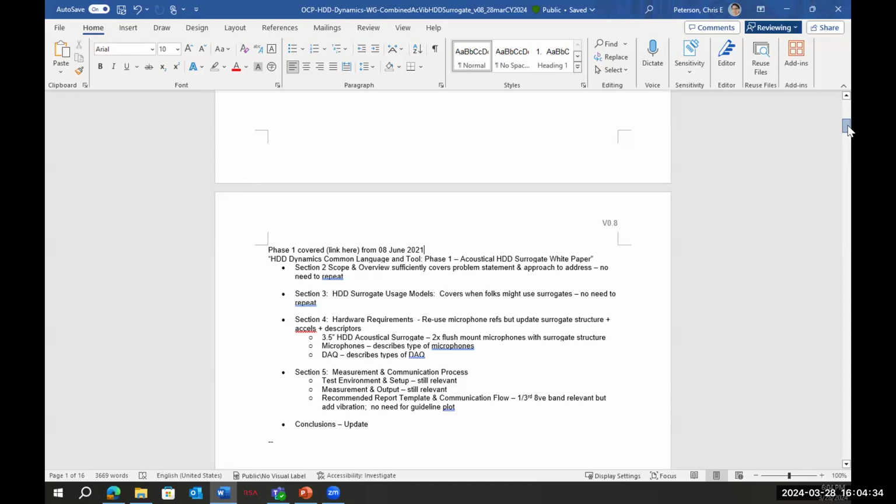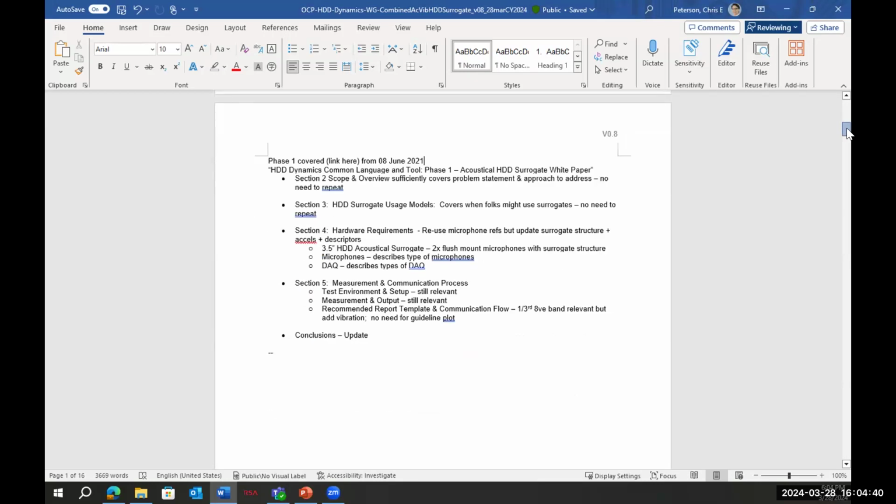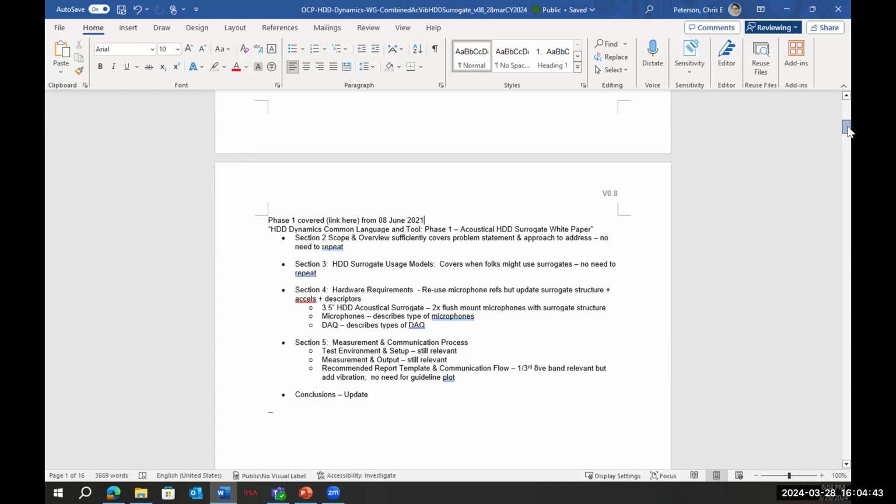about making sure that this is separate, but referencing the phase one surrogate, knowing that they're separate things, but no need to redo a lot of the verbiage that's in phase one. So I took that. This is, by the way, a review of what's in the phase one. And just so you all know, this is where we have the acoustical only hard drive surrogate. Reviewed the scope and overview of what it is, the problem we're trying to solve. Section three went across usage models. Then the hardware requirements in section four. Section five, we had a measurement and communication process, and then we had conclusions.